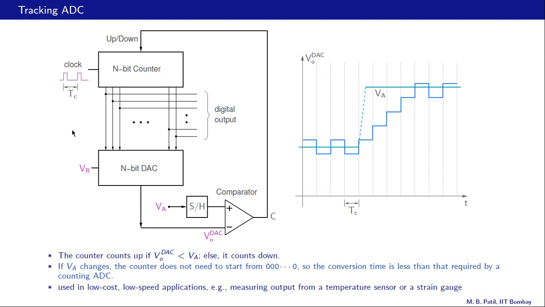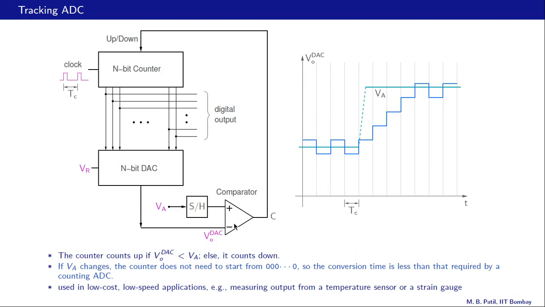Here is the block diagram of a tracking ADC, and it is quite similar to the counting ADC which we saw in the last slide. The only difference is that here we have an up-down counter, and if you recall, in the counting ADC the counter always started from all bits equal to 0, that is decimal 0. Here that is not the case. So let us see how this works. In this case, the clock is always provided, and whether the counter counts up or down is decided by this output C of the comparator.